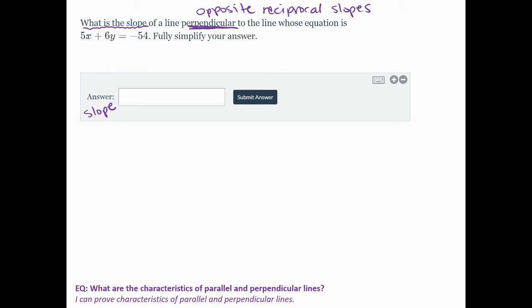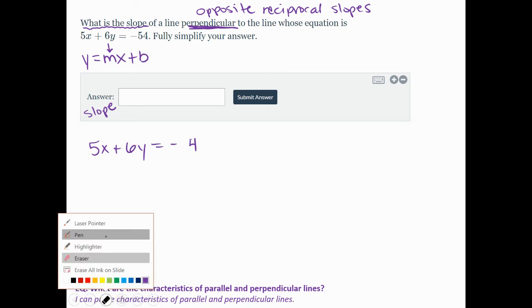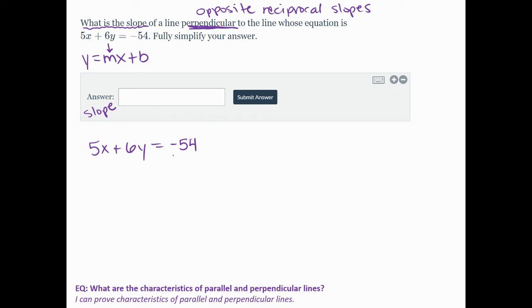My equation here of 5x plus 6y equals negative 54 is not written in a way where I can easily see the slope. So I'm going to rewrite this so it's in slope-intercept form, again, so I can easily find that slope. So I'm going to rewrite the original equation, 5x plus 6y equals negative 54, so I can work it out down here. Sorry about that weirdness. Let me fix it really quickly. Cool. All right.